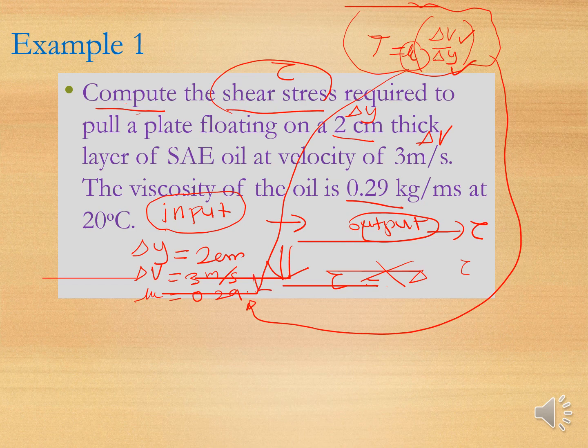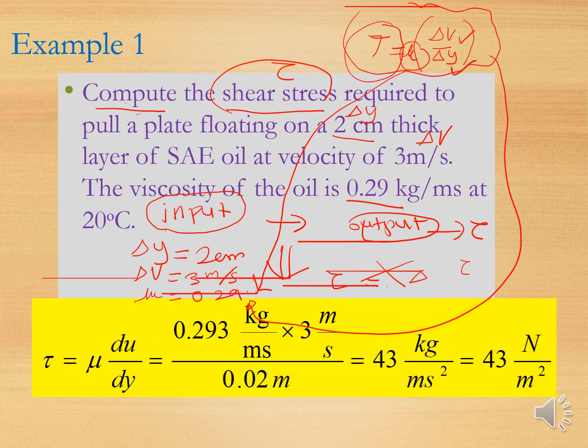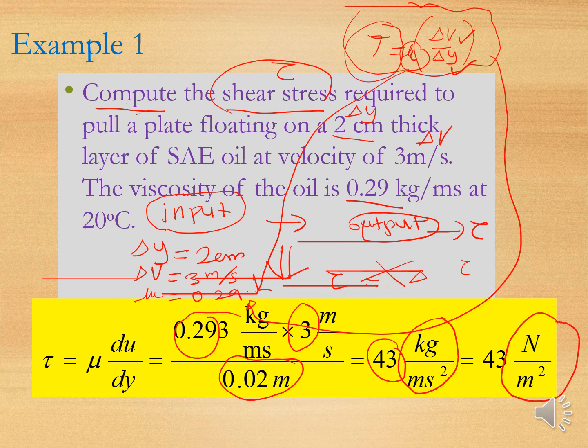Since the info is complete in order to solve this equation, you can just substitute the values and calculate the shear stress. Let's have a look at this solution. I arranged it already. Viscosity times the ratio of delta U divided by delta Y equals 43, and it can also be rewritten in this unit, Newton per meter squared.